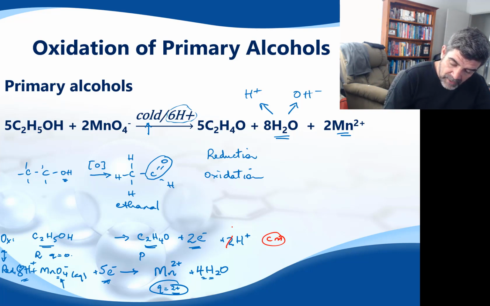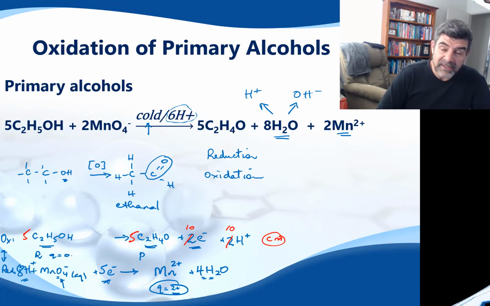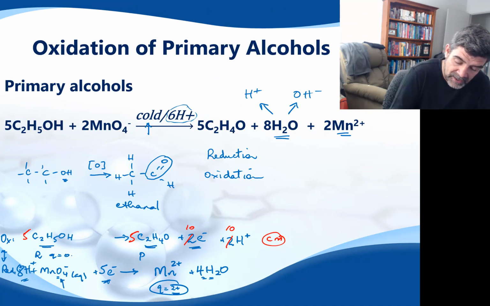But that means this first equation is going to have to be multiplied by 5. So that's going to be a 10, that's going to be a 10, that's going to be a 5, and that's going to be a 5. The second equation, the reduction half equation, is going to be multiplied by 2, because that's going to bring my electrons up to 10. But that means 2 here, 16 here, 2 here, and 8 here.